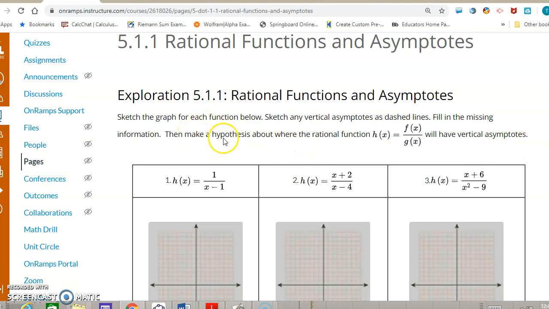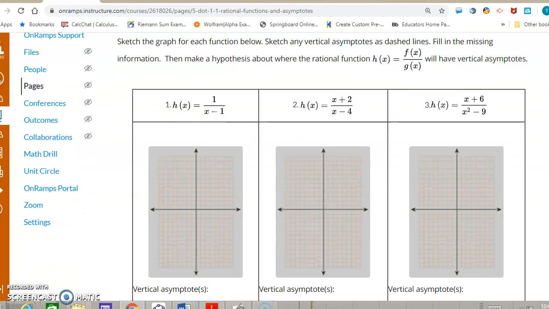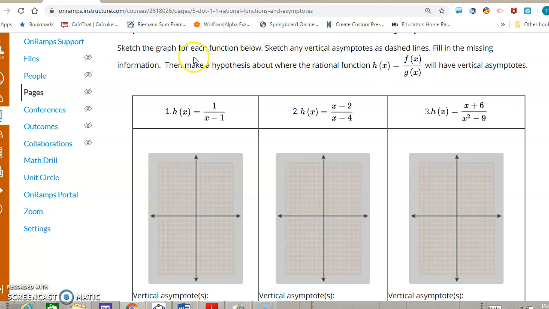Our first question is for us to sketch the graph for each function below. Sketch any vertical asymptotes as dashed lines. Fill in the missing information. Then make a hypothesis about where rational functions have vertical asymptotes.